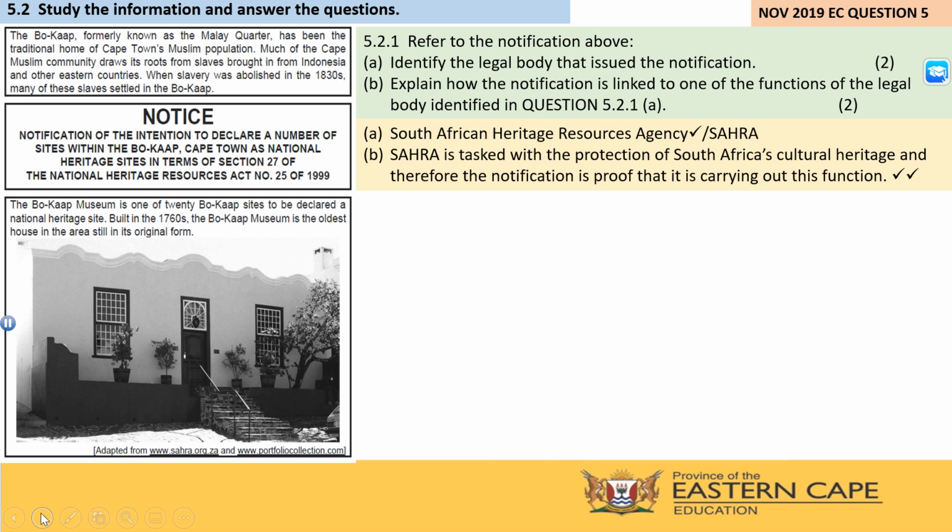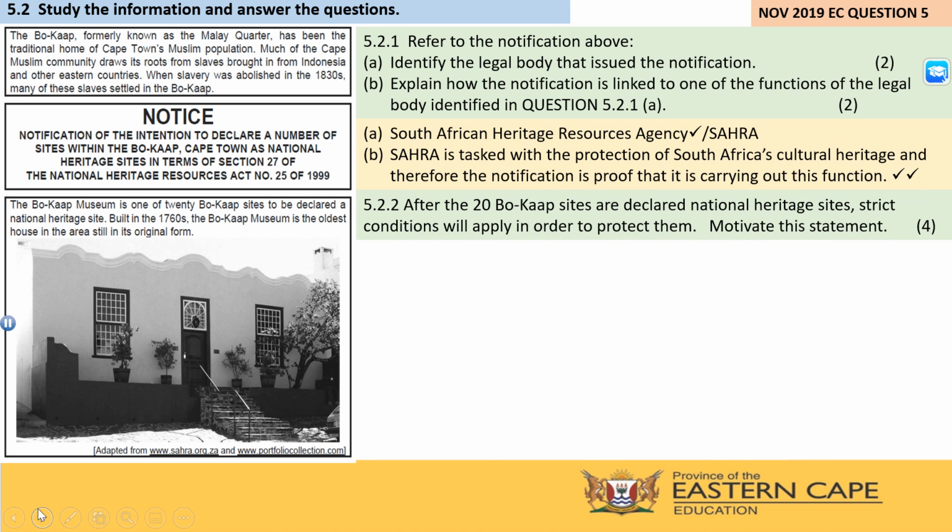You are then required to link your knowledge of that function with the extract given on the left-hand side of your screen, and then to make the deduction that that notification is proof that the South African Heritage Resources Agency is carrying out its function of protecting the cultural heritage of South Africa.